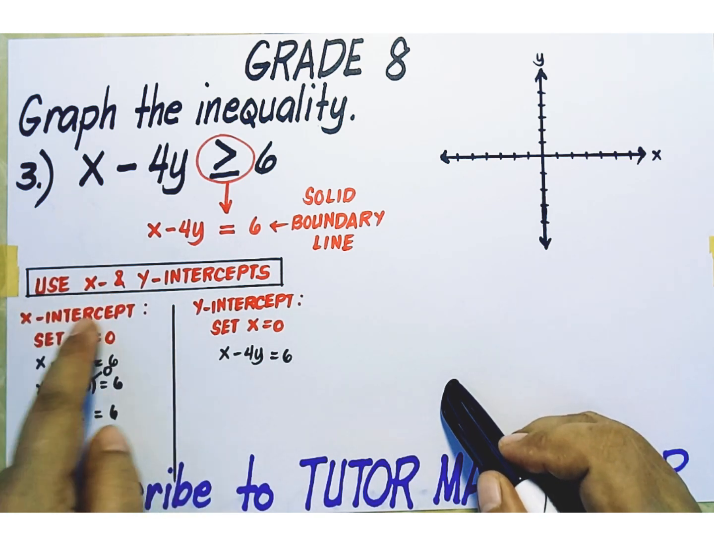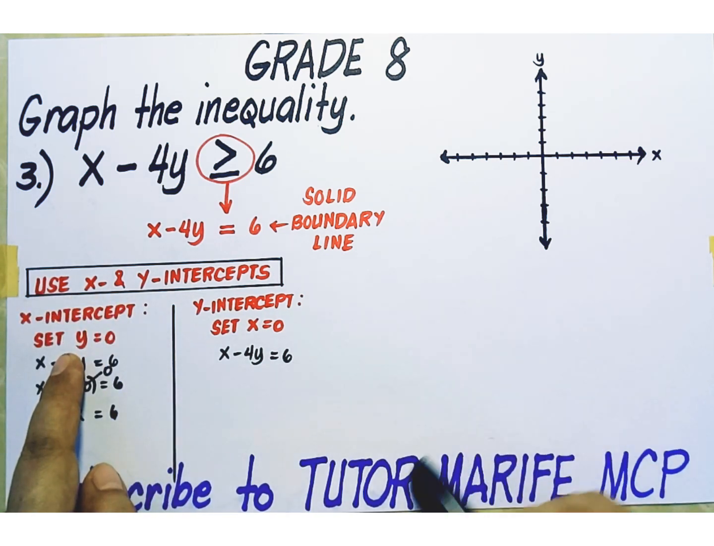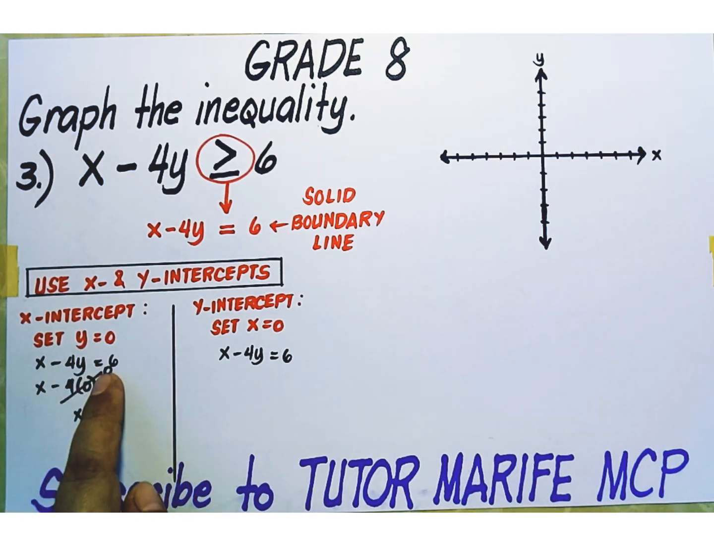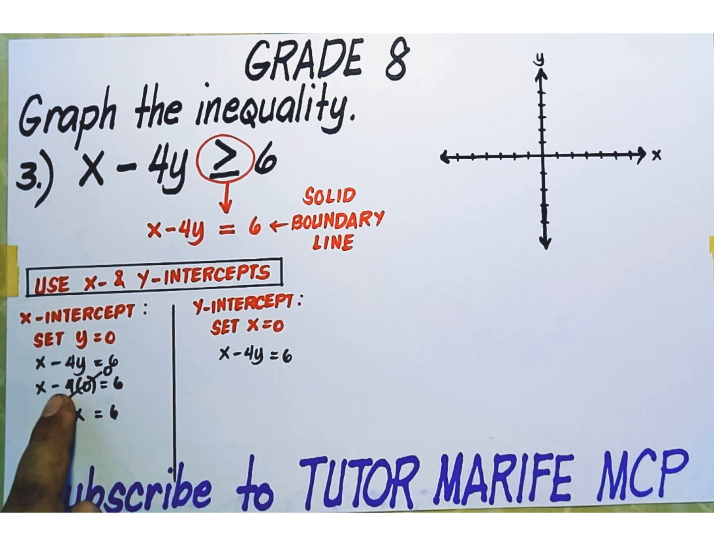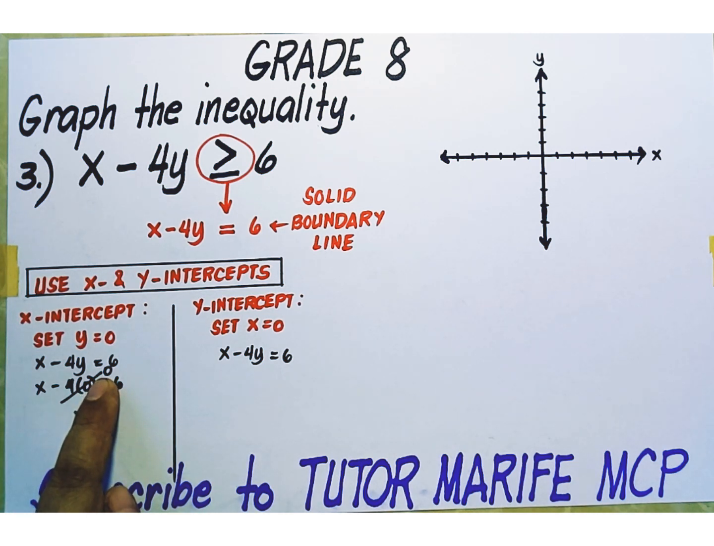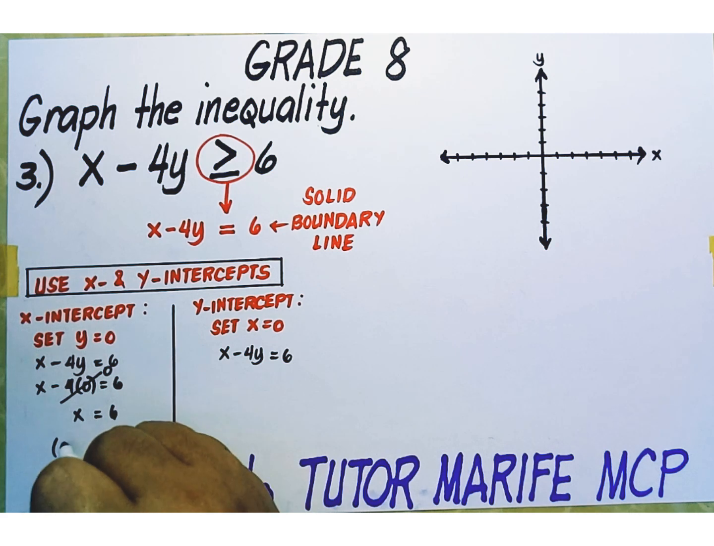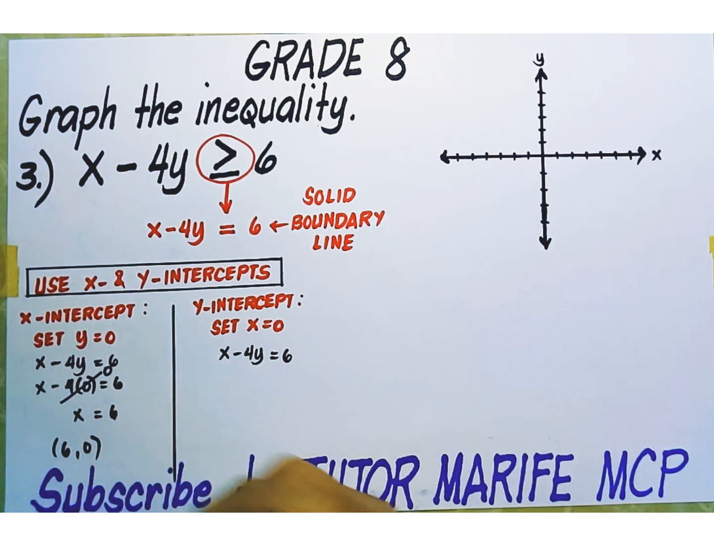Let's solve for the x-intercept. Set y to 0. From x minus 4y equals 6, replace y with 0. We now have x minus 4 times 0 equals 6. Any number multiplied by 0 is always equal to 0. So x minus 0, which is equal to x, equals 6. Our x-intercept is at (6, 0). The x-coordinate is 6, the y-coordinate is 0.